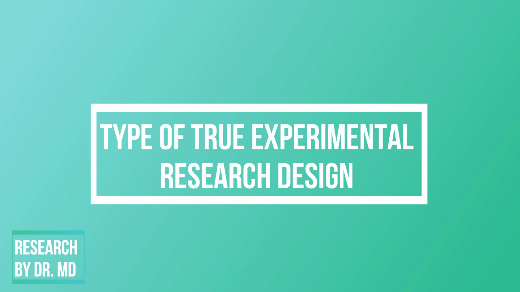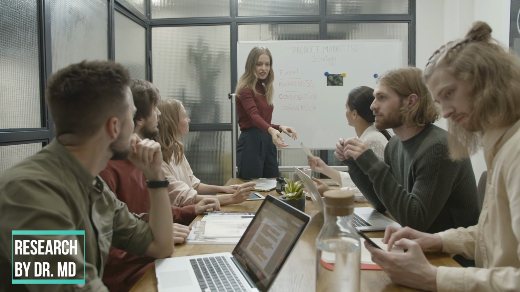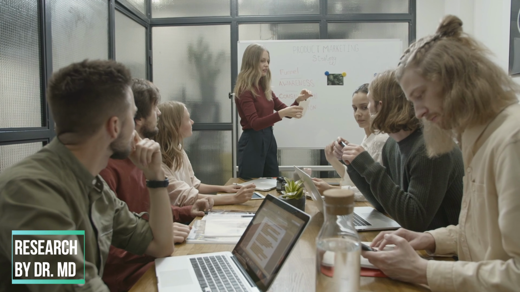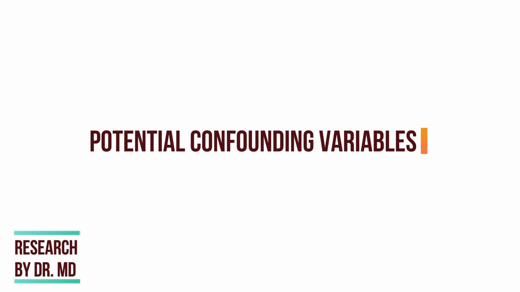3. Solomon 4 group research design. The Solomon 4 group research design is a type of true experimental research design in which the researcher investigates the impact of an experimental treatment on a group of participants. This design aims to address potential confounding variables and enhance the validity of the findings.